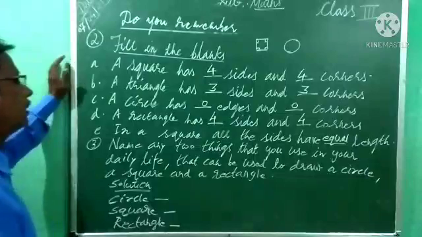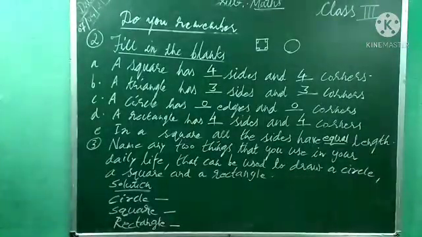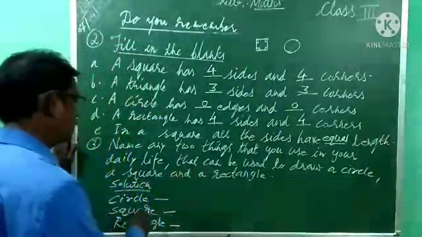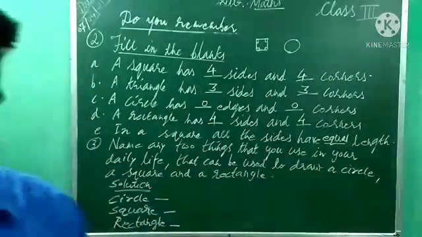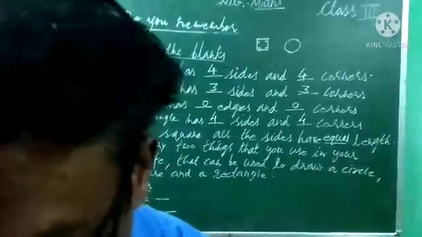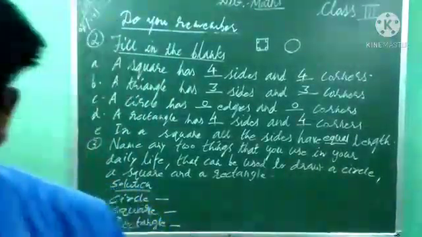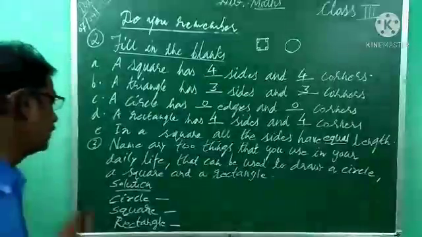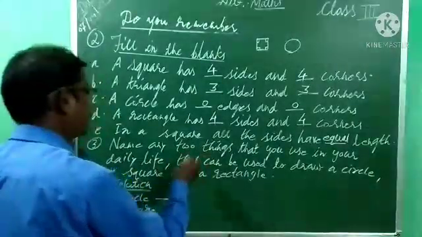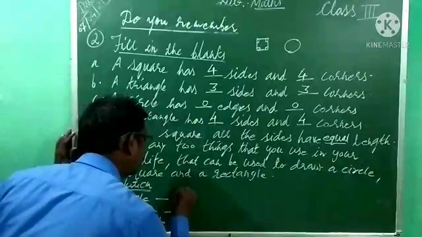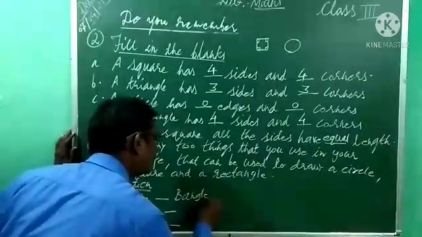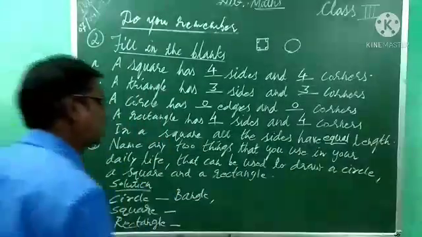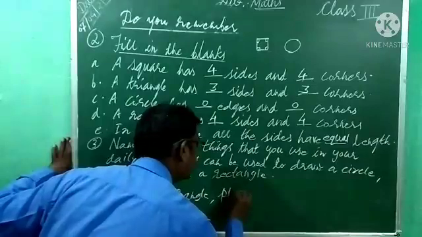Now next example. Name any 2 things that you use in your daily life that can be used to draw a circle, a square and a rectangle. Circle. For example, you can take anything. For making circle, what are we using? Tell me. For making circle in our daily life, we can use what? Plates, isn't it? Bangle. At least 2 examples we have to give. Bangle, we can say that one. Bangle means chudi. And another one, we can take plate again. Plate is circular in shape.